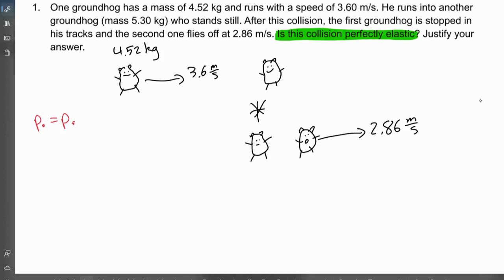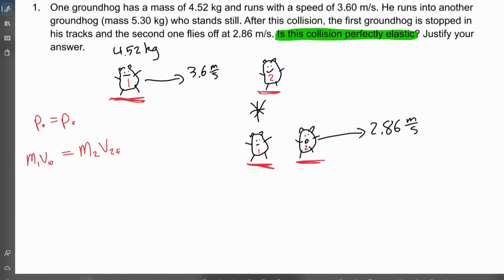So, right, what do we have moving initially? Well, we just have this groundhog. Groundhog number 1. I'll give them nice chest tattoos with numbers 1 and 2. We just have groundhog 1 moving, so M1, V1 initial, because groundhog 2, he's not moving. He's just at rest. And then finally, groundhog 1's just at rest, so all we have is groundhog 2, M2, V2 final.